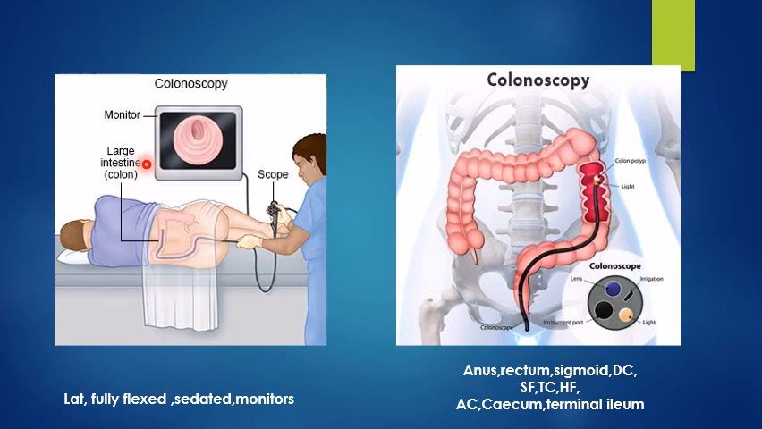Okay, these are pictures showing you how colonoscopy is done. Here there's a screen, and a colonoscope is passed into the anus and rectum and guided upwards until the ileocecal junction. The patient lies in the lateral position, fully flexed, sedated, and is monitored as you do the procedure. And this is the colonoscope, with channels similar to the gastroscope.